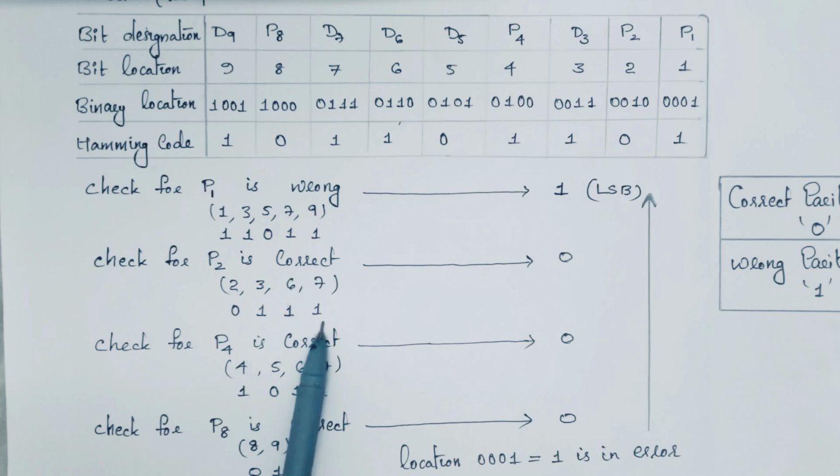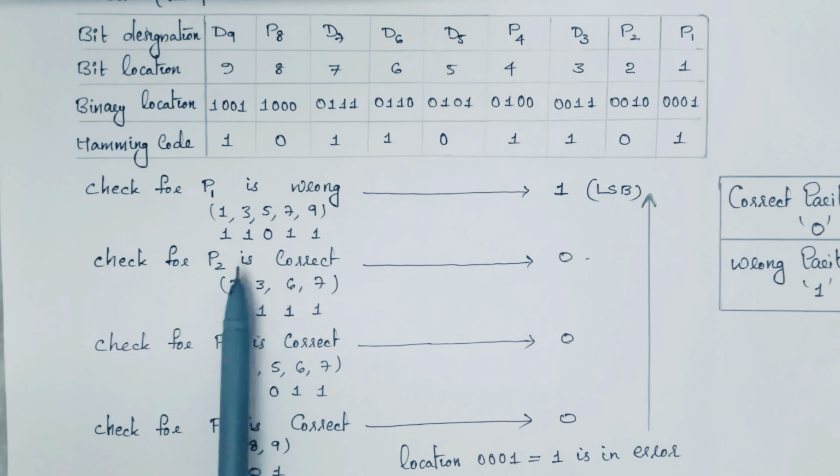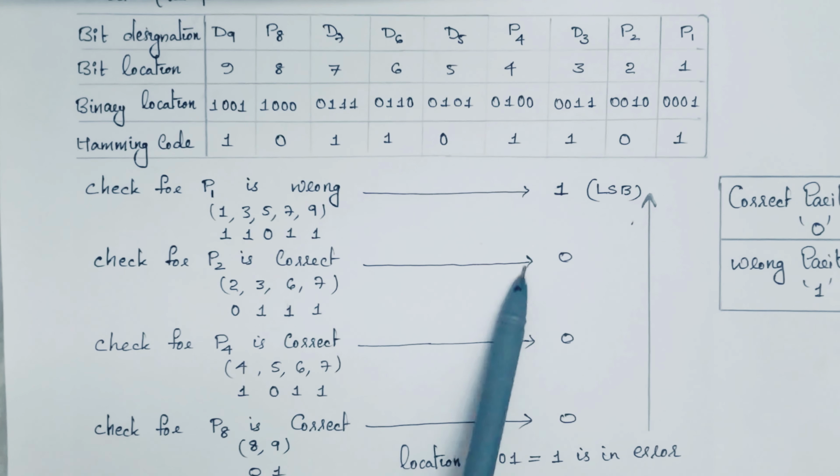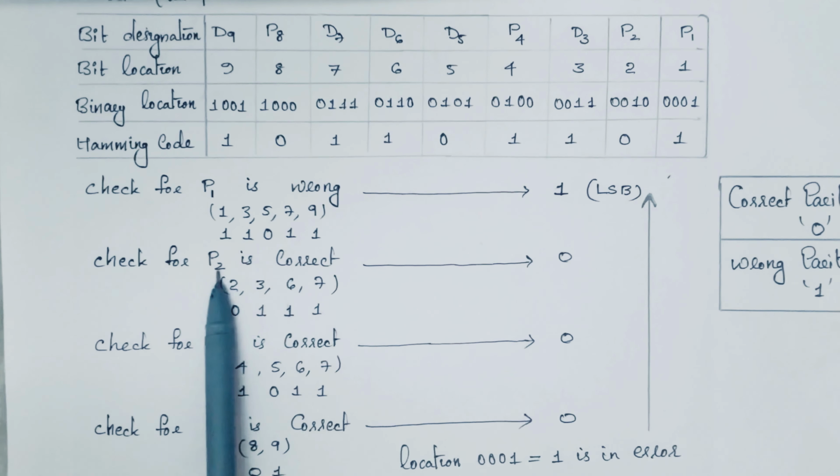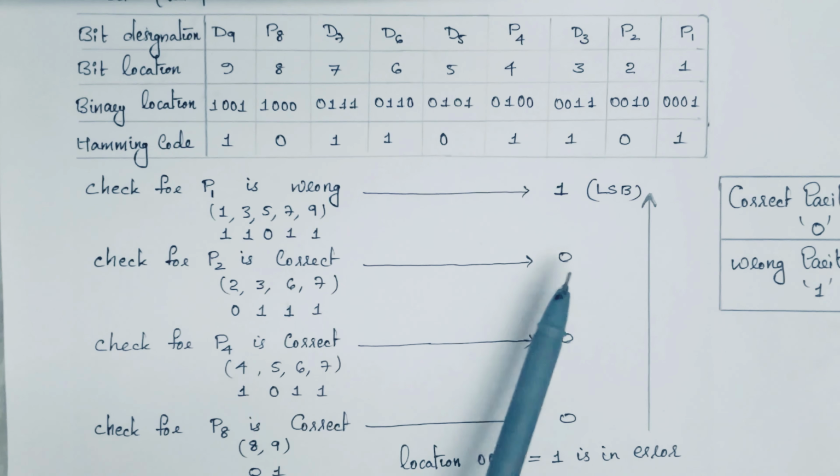Now we need to count the number of ones here. Number of ones are 1, 2, 3. That is an odd number. We transmitted in odd parity. We received also odd parity. That means the parity check is correct. If the parity check is correct, we need to mark it as 0. So the check for P2, we got it as 0.